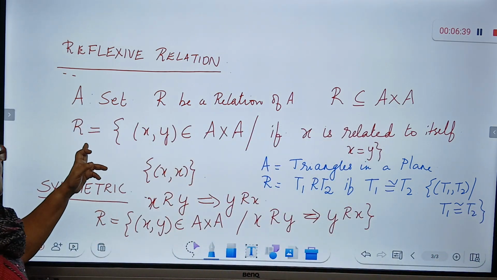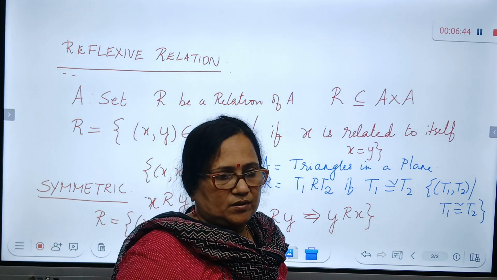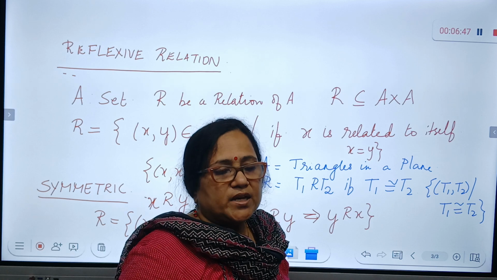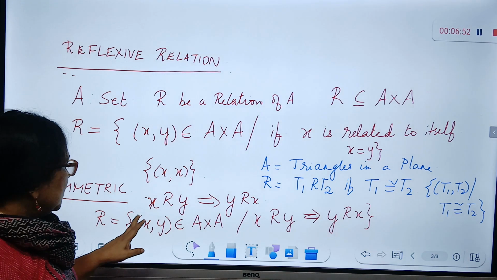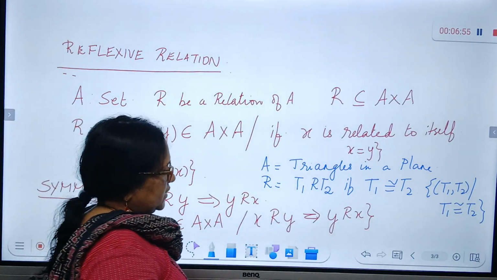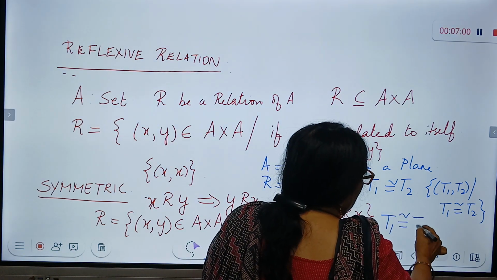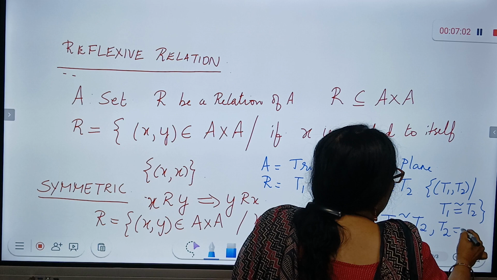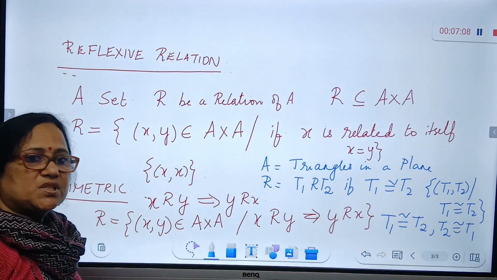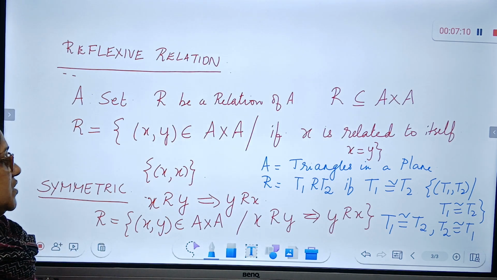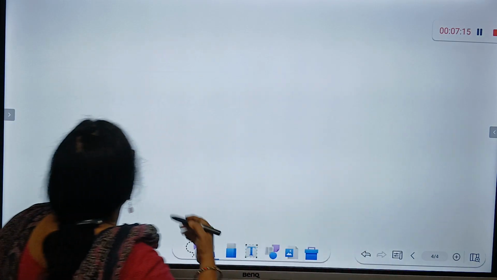Now, the question we are asking here when we check for reflexivity is: is every triangle related to itself? Yes, because every triangle is congruent to itself. Therefore, it's a reflexive relation. Let us take two triangles T1 and T2. If T1 is congruent to T2, then T2 is congruent to T1. Therefore, the relationship is symmetric. What about transitivity? For the same relation, let us check transitivity, which is the next type of relation.